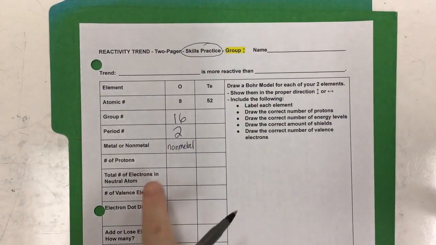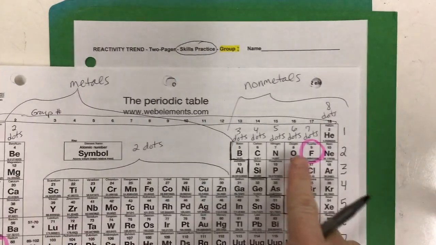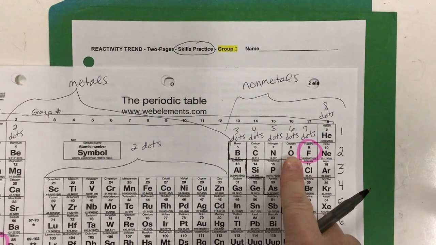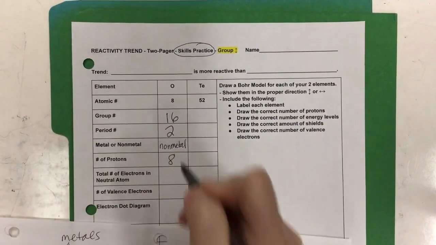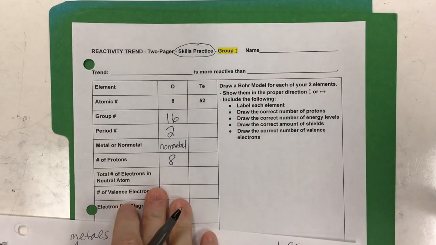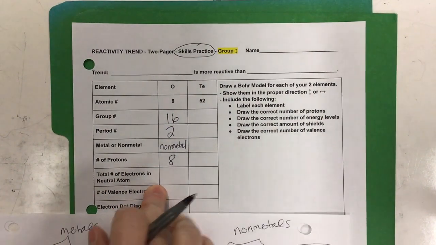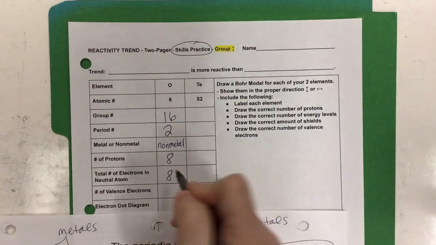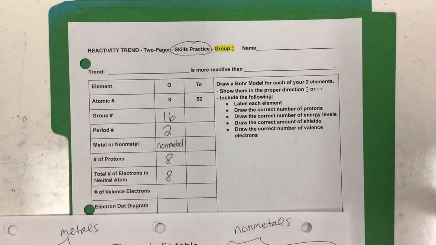Number of protons. So to find the number of protons, all I need to do is look at the atomic number. So oxygen's atomic number is 8, so it has 8 protons. Total number of electrons in a neutral atom. Well, I know that it's a neutral atom. The protons and electrons would be the same amount. So I'd start off with 8 electrons in a neutral atom.